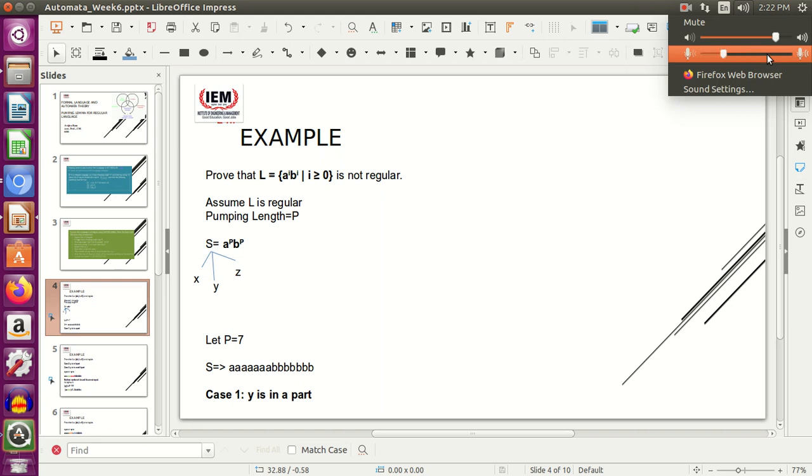Now the next part is we have to take some example strings. We know that a string is constructed out of a's and b's, right?